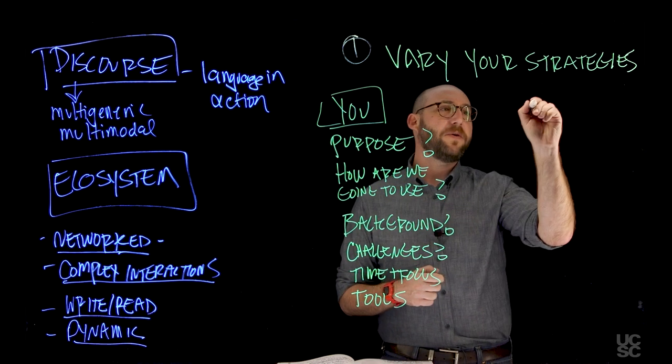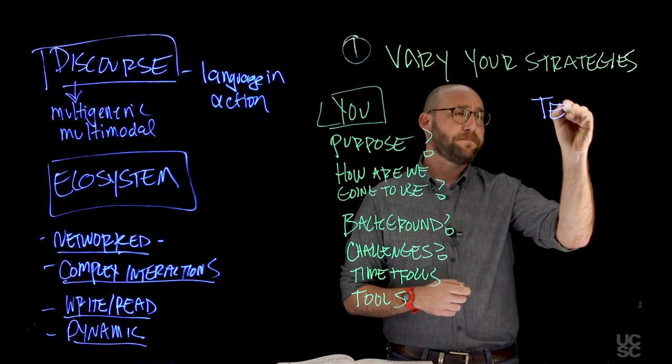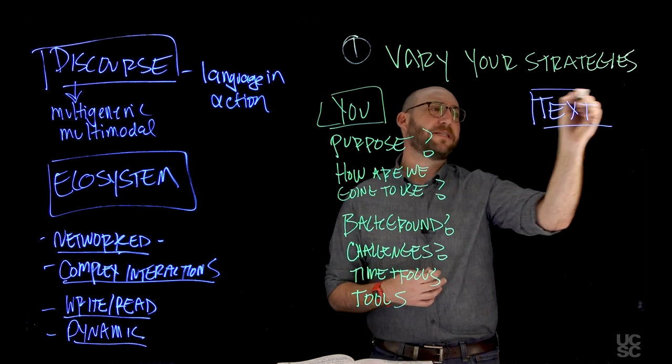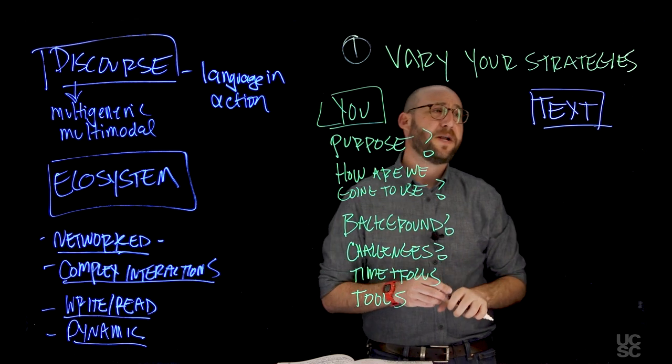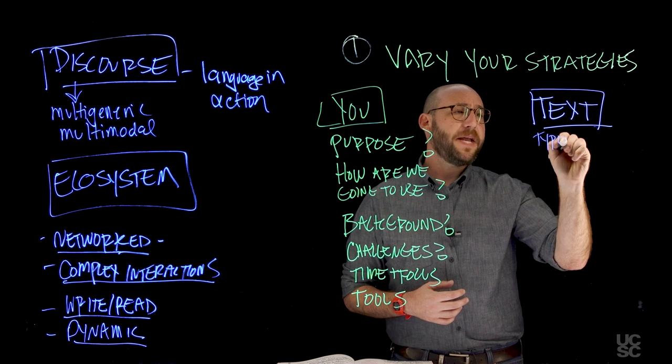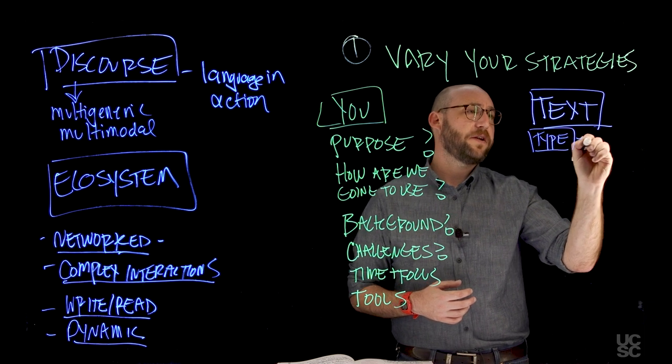for the text, then you want to think about the text itself. And by text, I mean kind of any piece of writing. So the first thing that you want to think about here is, what is the type of text? And here you want to think about the genre and the mode.